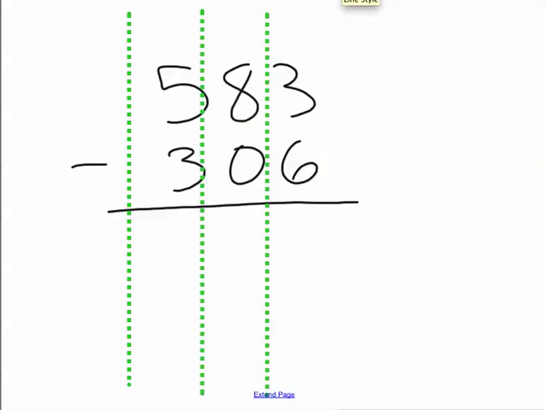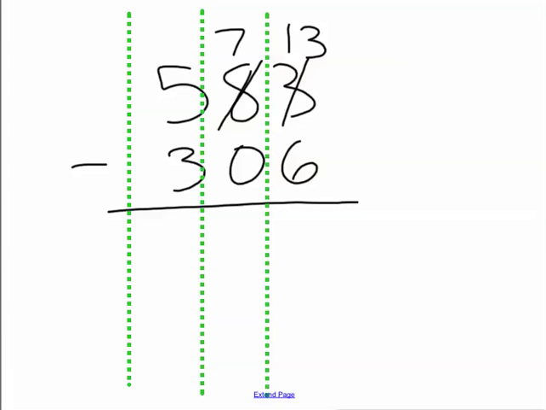Again, we ask ourselves, can we subtract 6 ones from 3 ones? No, we cannot. So we go over to the tens column, and we cross out our 8 tens. We make it 7 tens, and we trade over 10 ones to the ones column. So no longer are we left with 3 ones, but we actually have 13 ones. So we can subtract 6 ones from 13 ones. We can subtract 0 tens from 7 tens. And we can finally subtract 3 hundreds from 5 hundreds.